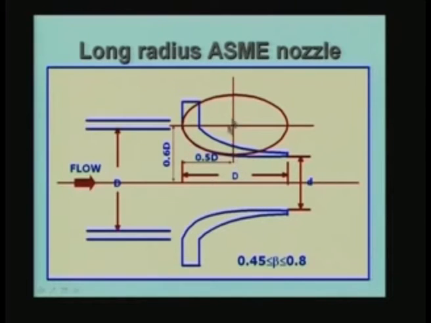Okay. So this is the standard procedure for obtaining the long radius ASME nozzle, and the long radius ASME nozzle is recommended for beta between 0.45 and 0.8. These are the values between which this can be used, and what is important for us is only the inner contour. The outer contour is of no significance, and the pressure is measured upstream of this face and close to this or some other face depending on the particular design.